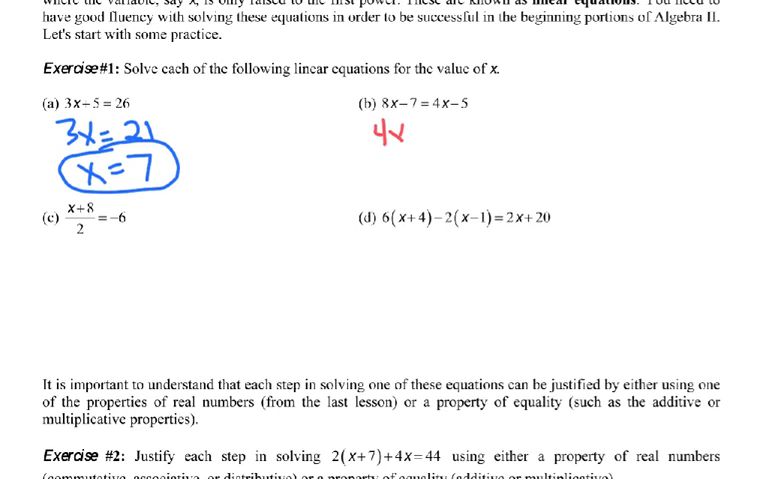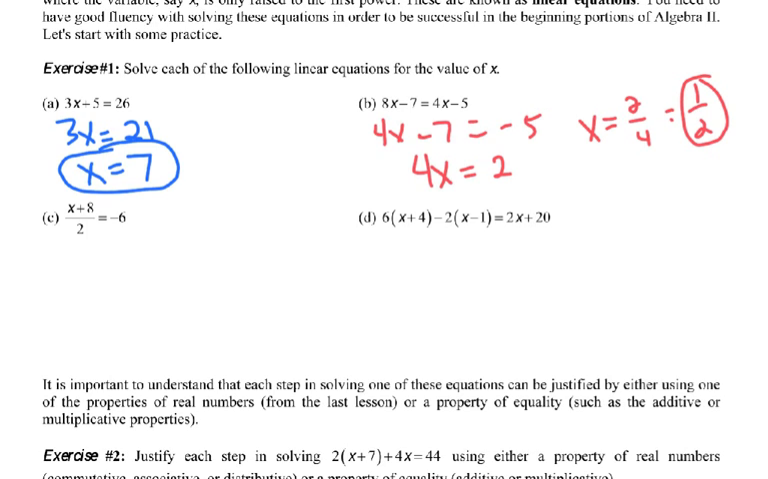That's going to leave us with 4x minus 7 equals negative 5. From here, to get the variable by itself, I'm going to add 7 to both sides. So we're going to get 4x equals, and negative 5 plus 7 is going to give us a positive 2. And then we will divide both sides by 4 to get x by itself. This will leave us with 2 over 4, which reduces down to 1/2.